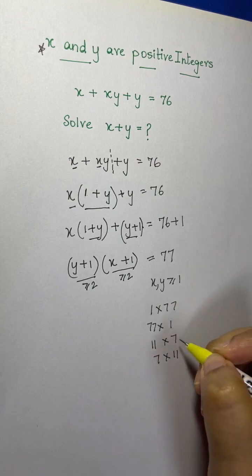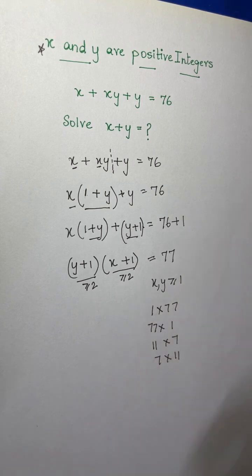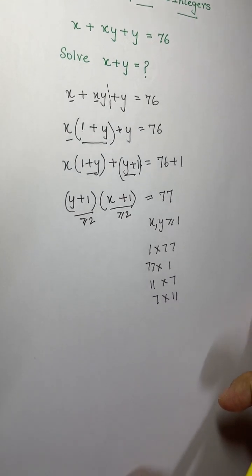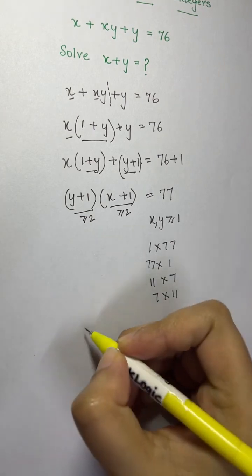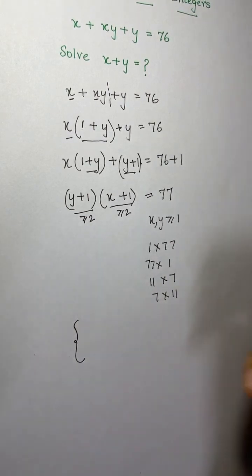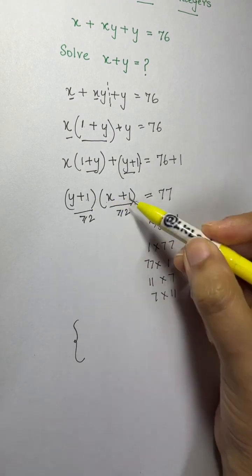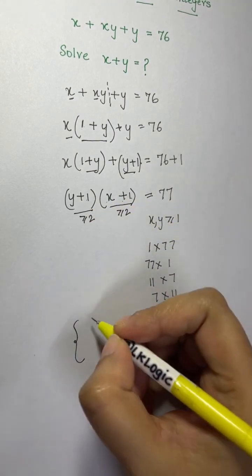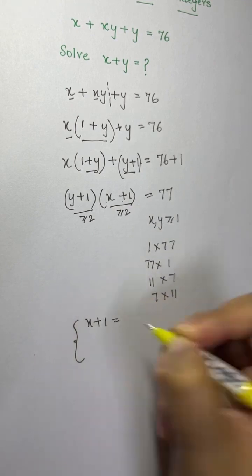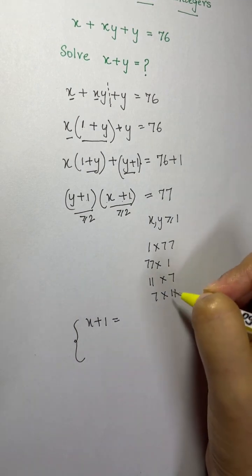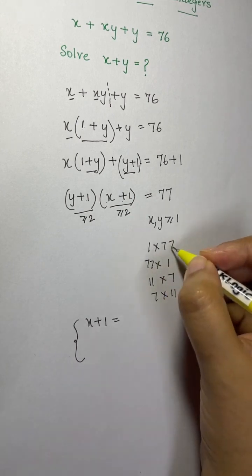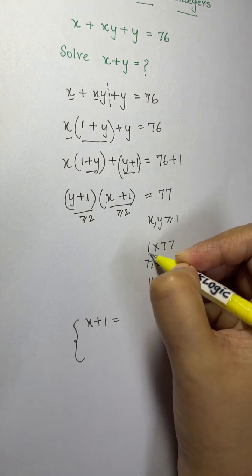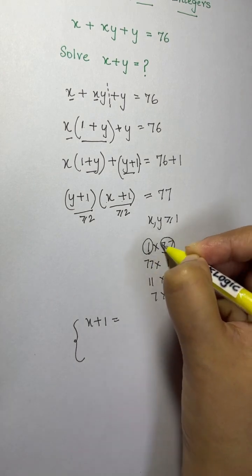So now there are two conditions, two cases which we have to take into consideration. What are those two conditions? Let's see. Now I'm going to have the first condition where I'm having two factors, x plus 1, y plus 1. So I'm going to write that x plus 1 is equal to what? Now there are 4 factors into consideration. Now let's check the first factor, 1 times 77. 1 is one factor and 77 is one factor.